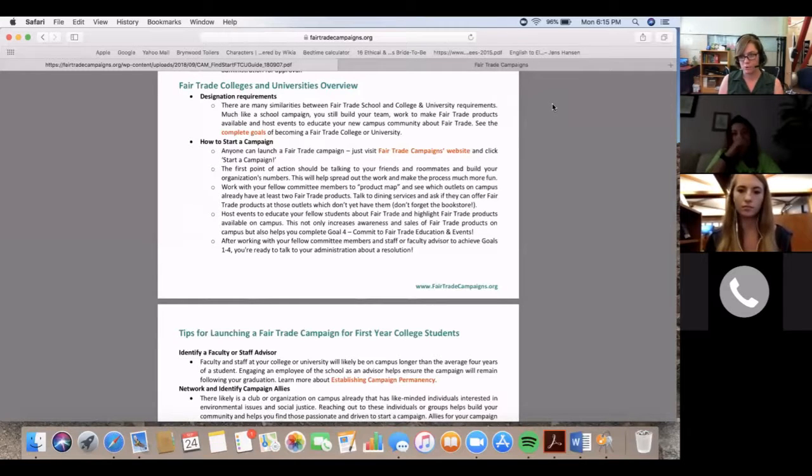So you build your team, goal 1. You get 2 fair trade products into each outlet on campus, goal 2. 3 examples of fair trade offered through campus events, institutional events, meetings, or departments, goal 3. Goal 4, education and events, so hosting at least 4 events or having examples of fair trade in the classroom. Media coverage also counts there.